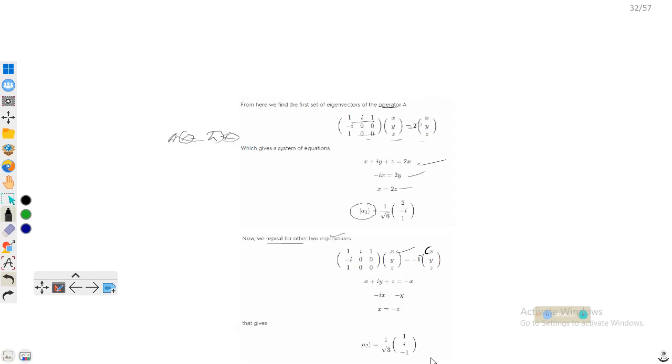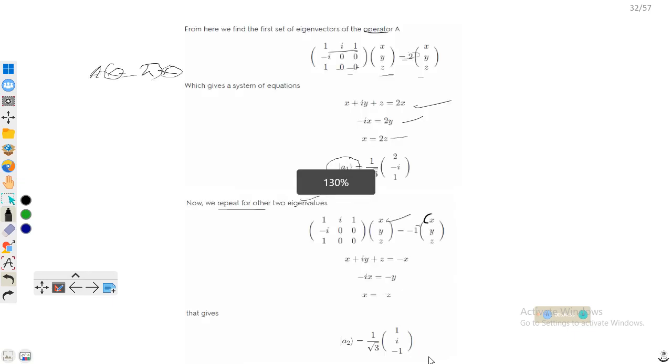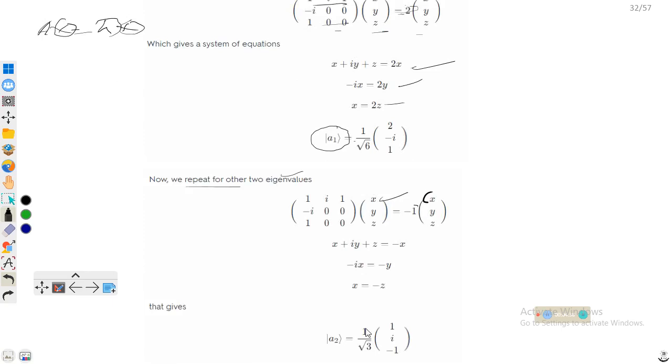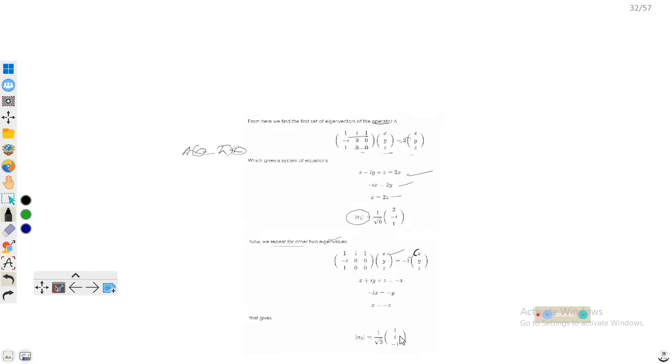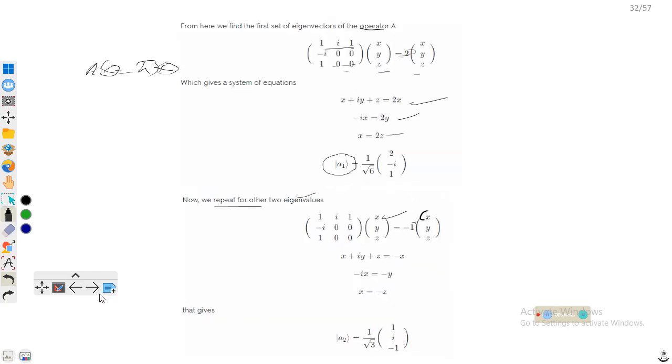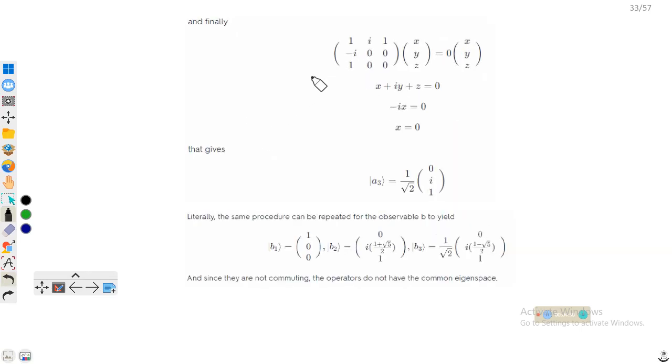So if we solve this for eigenvectors, this will give us, by centering it, a2 is equal to 1 over root 3 (1, i, -1). Okay, this is the eigenvector for the second eigenvalue. Similarly, we can proceed for the third eigenvalue, which will give the normalized eigenvector a3 equal to this.